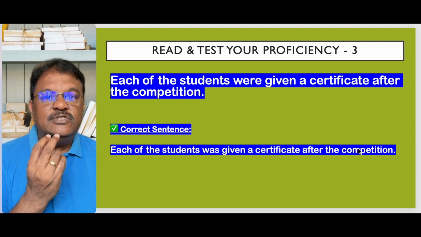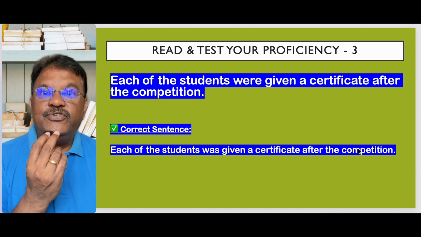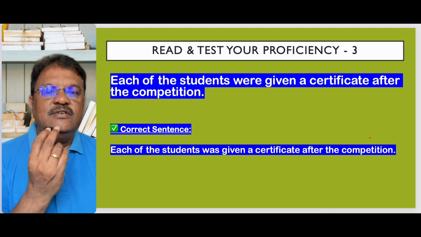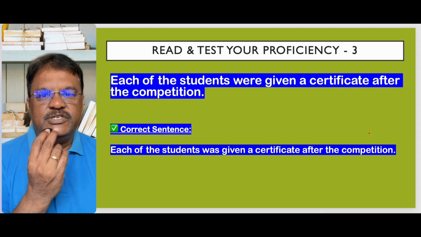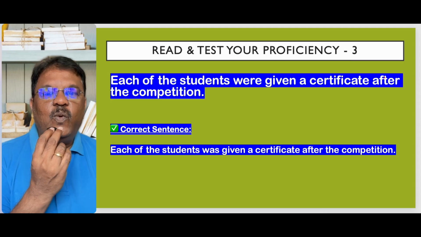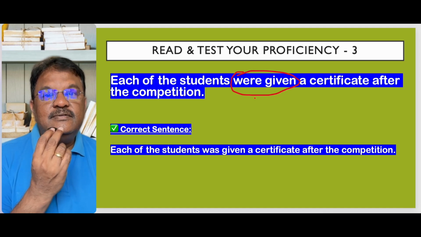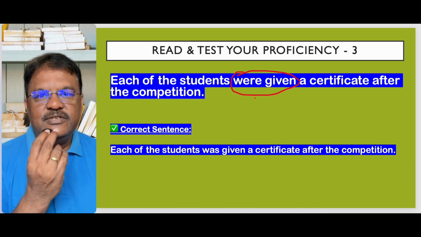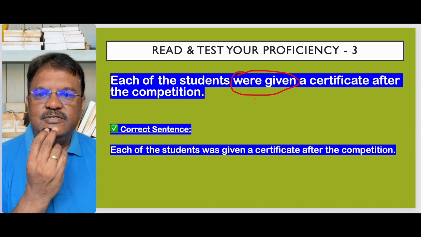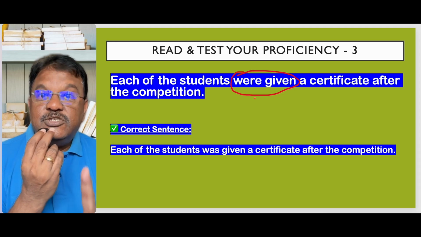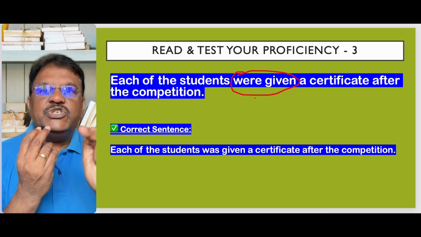Each of the students were given a certificate after the competition. So the verb is were given. Now look at this verb and check whether it agrees with the subject of the sentence. What is the subject of the sentence? Each of the students. Now, the subject is the students or each of the students.